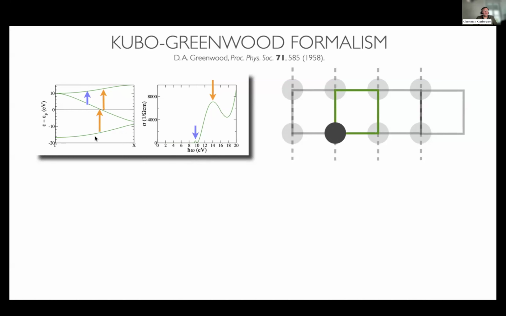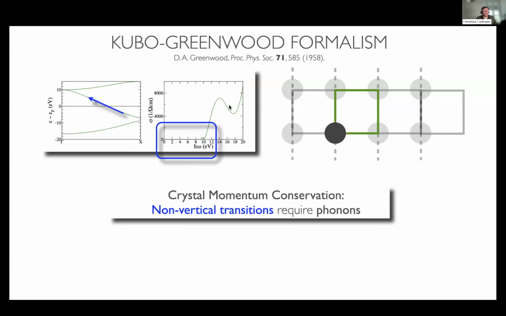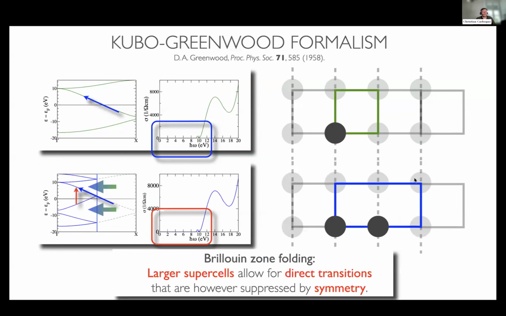This is also clear, we're only describing direct transitions, and if we want to describe electronic transport, we need indirect transitions, so transitions from one K point to another. So non-vertical transitions are required that couple to the phonons. This can be realized in a supercell. Just doubling the supercell does not help though.